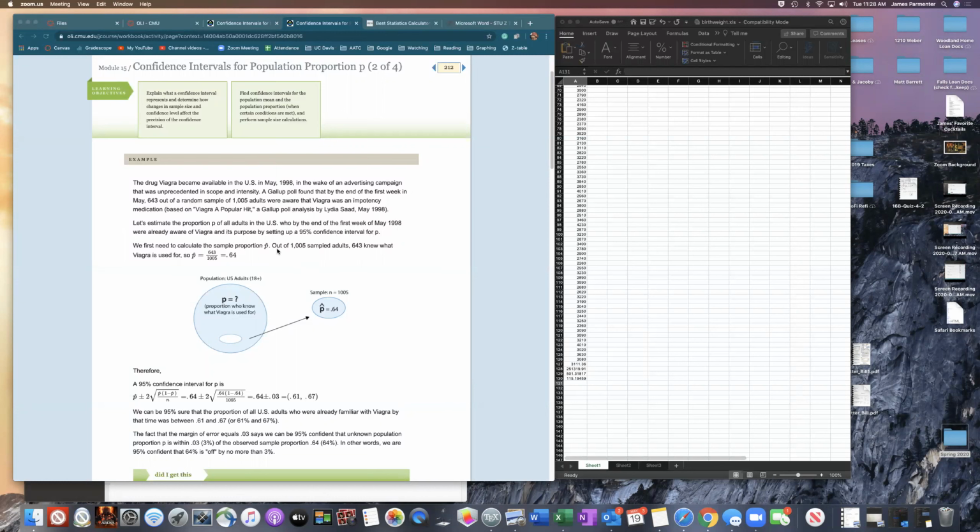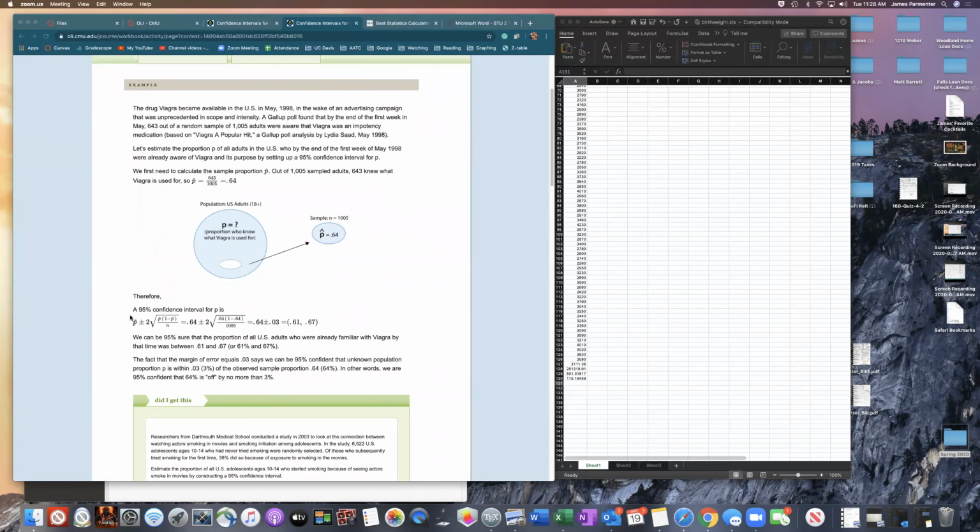First we calculate the sample proportion P hat. And again, P hat is literally just the sample proportion. It's the number of things that we have out of the total number. So 643 out of 1,005 is approximately 0.64. It's probably not exactly 0.6, so there's definitely some rounding happening here. Let's double check. Yeah, it's 0.639800995, et cetera.